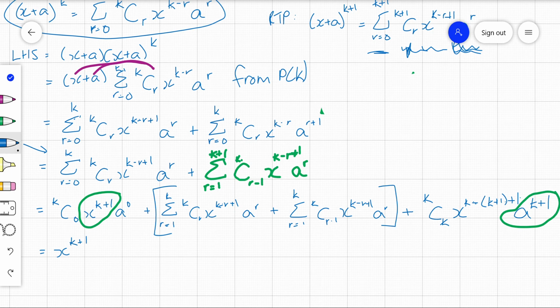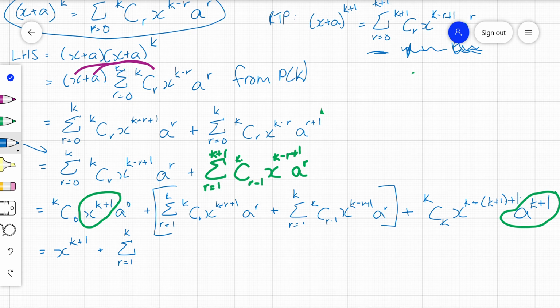So x to the k plus 1, that's all good. And if I now put the sum parts together, what have I got? I am definitely summing from 1 to k. And what do they have in common? They both have a to the r in common and x to the k minus r plus 1.